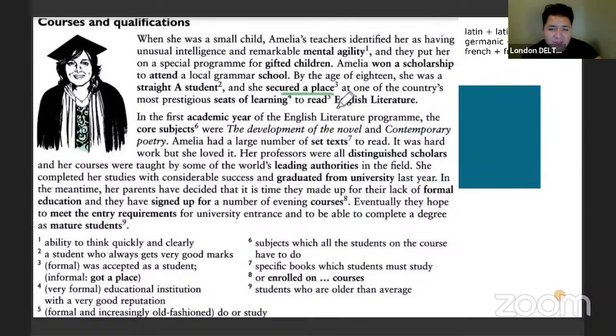Okay, the next one, secure a place. Secure a place, that means number 3, that she was accepted as a student. Now we have seats of learning, a very formal expression that you can use to say that you got a place, right? For example, you got the place in the school, but we don't say get a place, you say seats of learning. The most prestigious seats of learning, like a school, she got a place. She got a place in a university too.